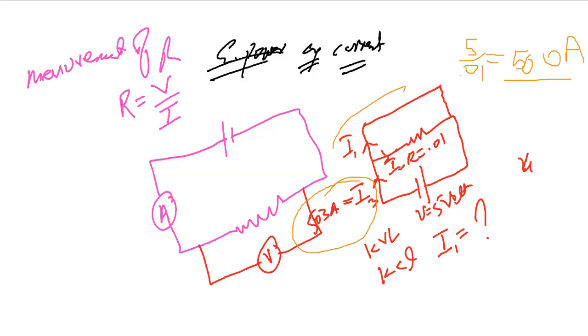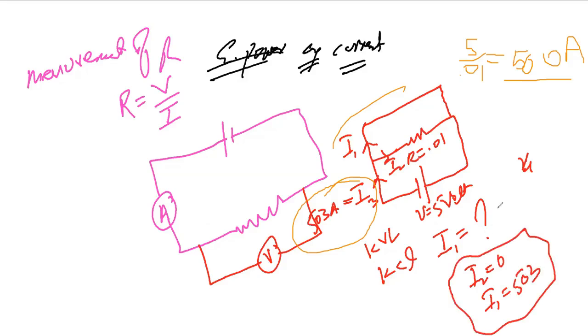If I said that I2 will be equal to 0 and I1 is equal to 503, then I3 will also be 503. Am I right? You also studied about Kirchhoff's current law. No, I2 cannot be 0 because there is a resistance of 0.01. So 500 amps must go here, and I1 will be 3 amps.